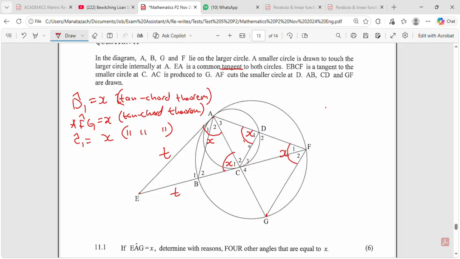And then also C1, you realize that it's vertically opposite to C4. So C4 has to be equal to C1, which equals X. The reason is different: vertically opposite angles are equal. So yeah, that's it. That's all the four angles that are equal to X.